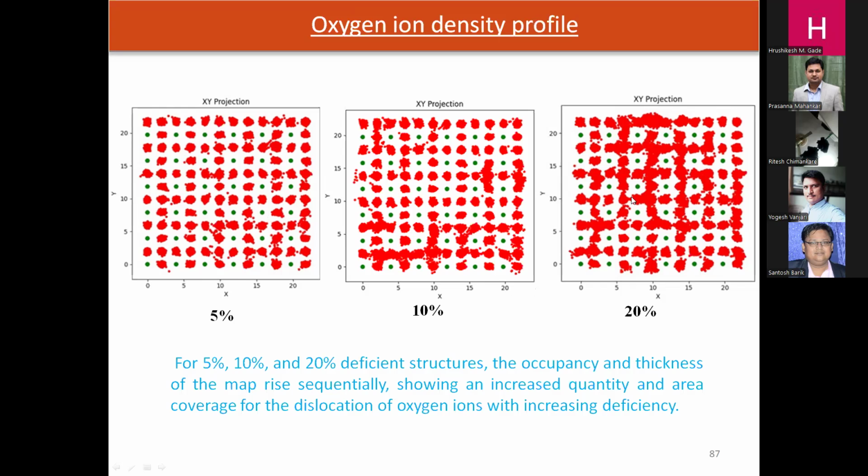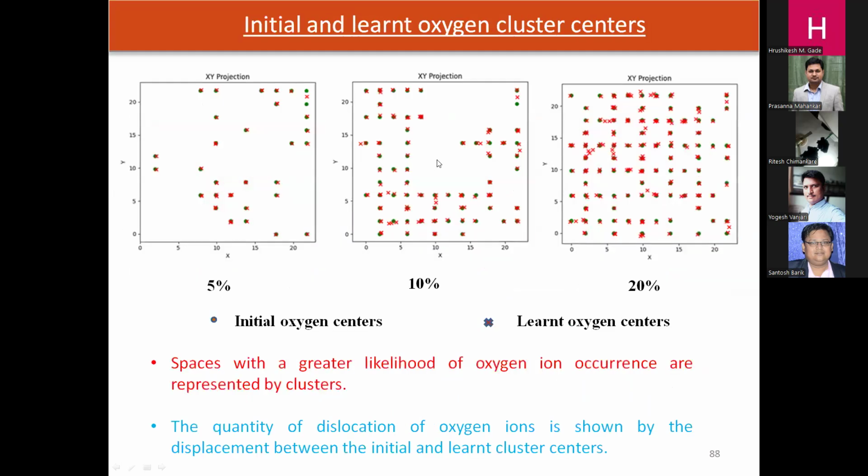That's the oxygen density profile. It's simply obtained using molecular dynamics simulation, showing how exactly oxygen is moving through the structure if we look at it from the top. Then here comes the machine learning part. The previous graph is a simple projection of the location of oxygen, and then those locations are mapped into clusters. When we say initial and learned cluster centers, the more the deviation from the initial oxygen center to the learned one, the more the diffusion of the oxygen can be. That's a very basic conclusion which can be drawn from this graph.